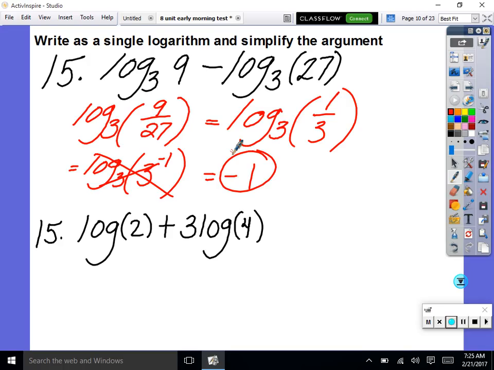You could also just type it into your calculator. Log of 1/3 divided by log of 3, and it will give you -1. It's just 2 different ways to simplify it. Okay, so with this one, we have to fix our exponents first.